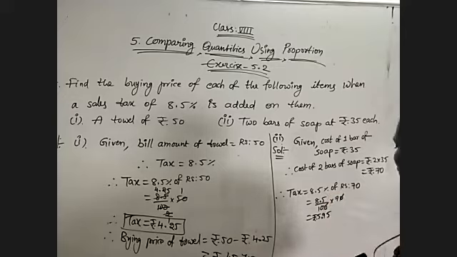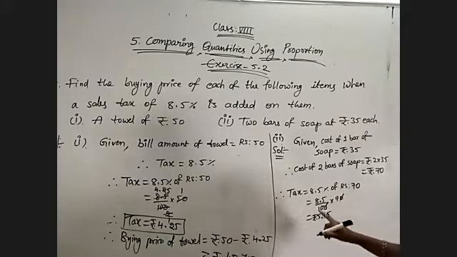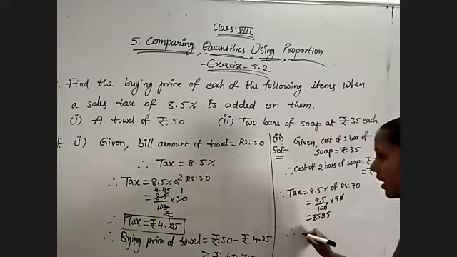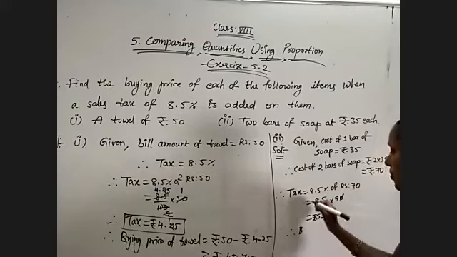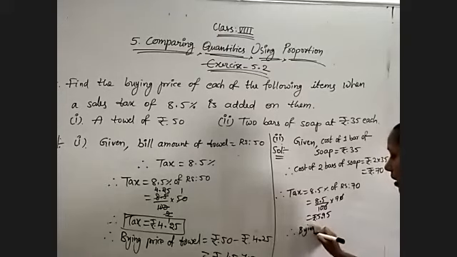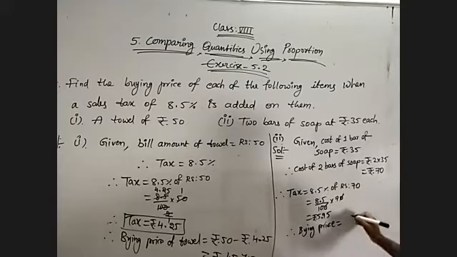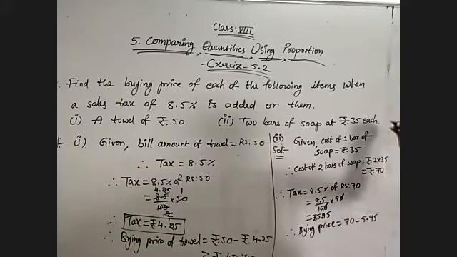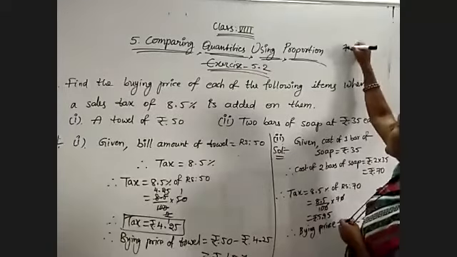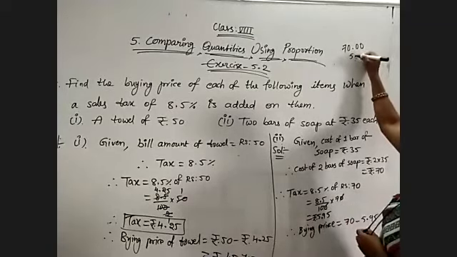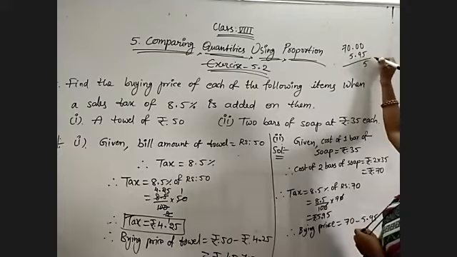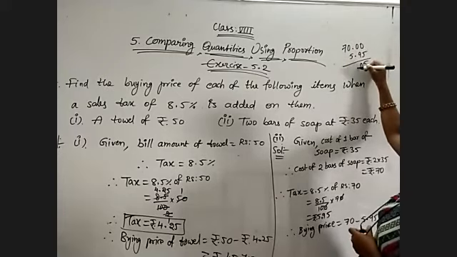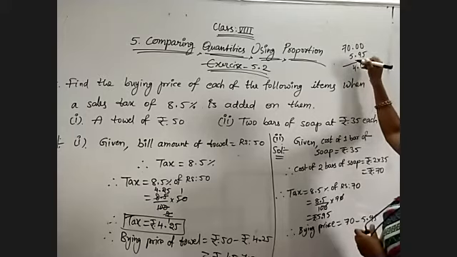Okay, therefore, original amount, that is buying price of soap will be equal to 70 rupees minus 5.95. So here again 70 is a whole number part. So 70.00 and 5.95. 10 minus 5 is 5. 9 minus 9 is 0. 9 minus 5 is 4 and 6.